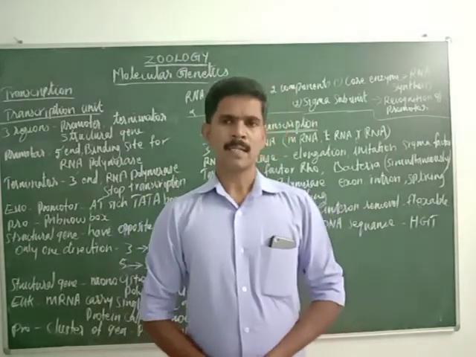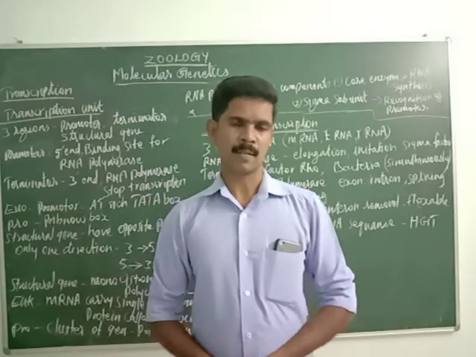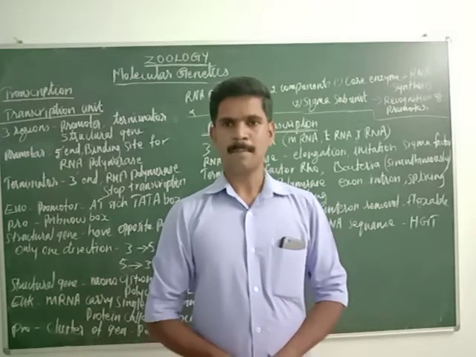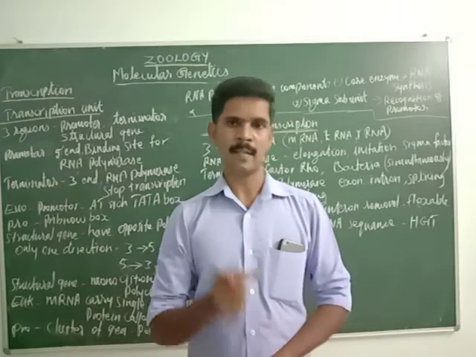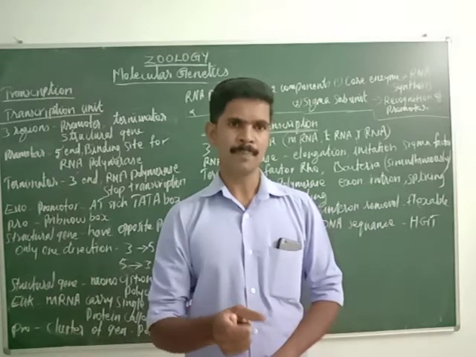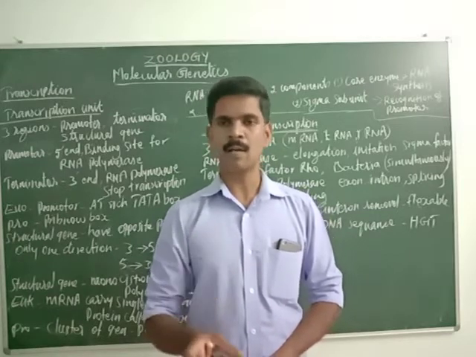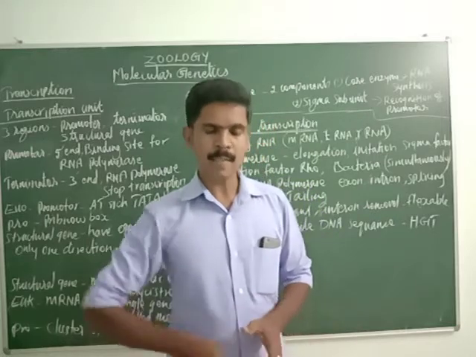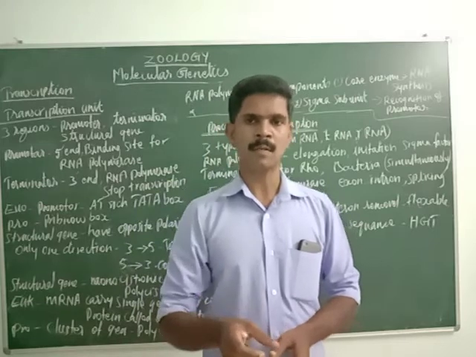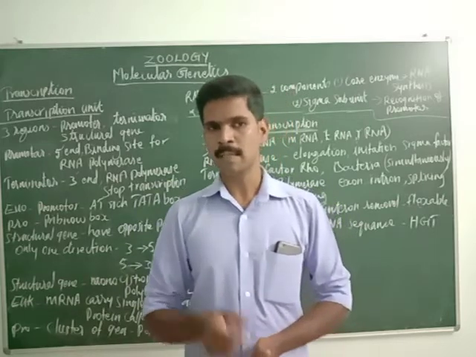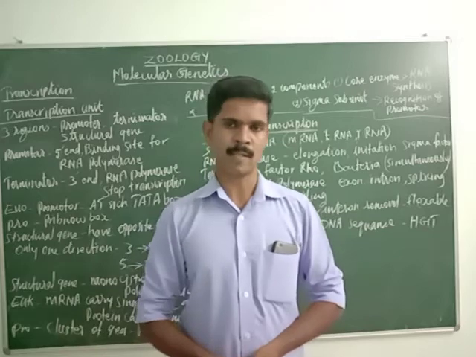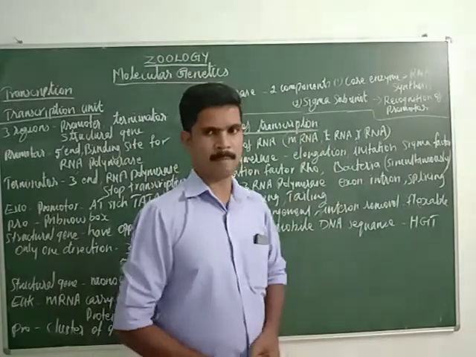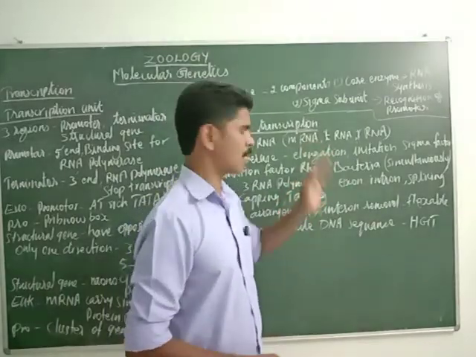In prokaryotic organisms, there are three major RNAs: mRNA, tRNA, and rRNA. These are the three RNAs playing a very important role in prokaryotic organisms. All three RNAs are very important to synthesize the protein molecule in the cell of a prokaryotic organism. Understand? The first RNA is mRNA.